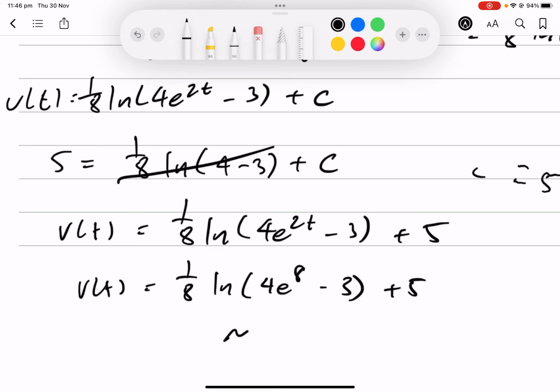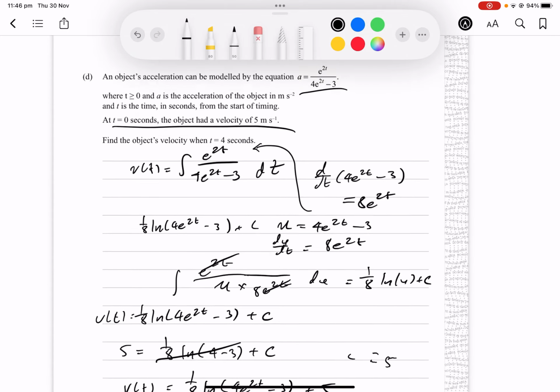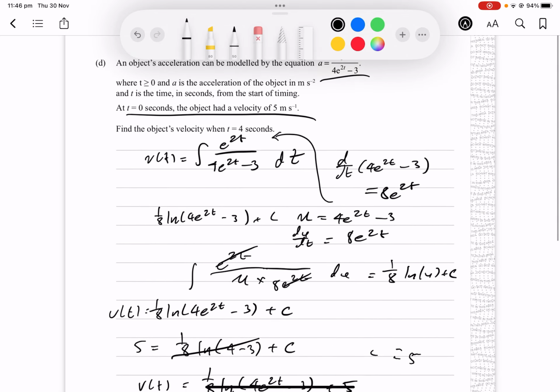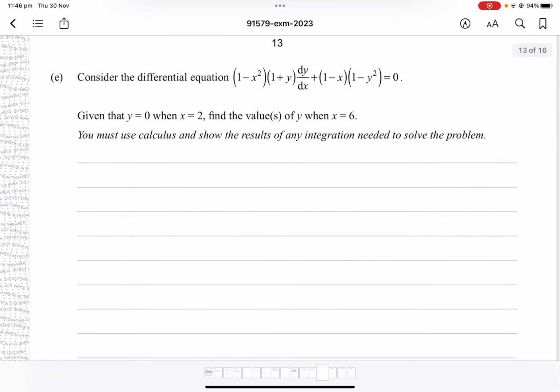Alright, so that should be approximately 6.173 meters per second. Okay, let's look at the final question. Let's look at question E.